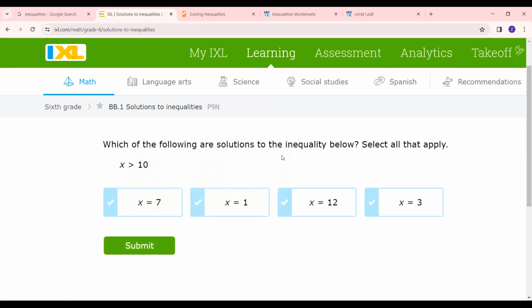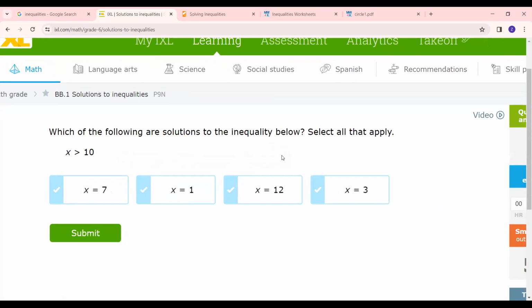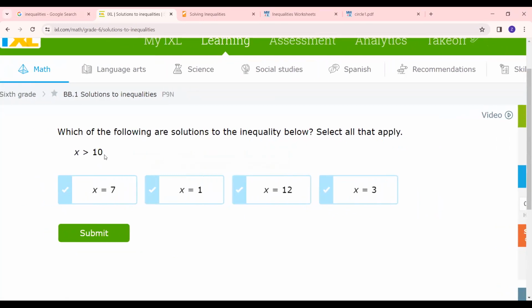Which of the following are solutions of the inequality below? Select all that apply. X is greater than 10. X equals 12. Yeah, X equals 12. Which one? It's x is greater than 10. So is 12 greater than 10? Yes, sir. Good. So that means that this is definitely right.